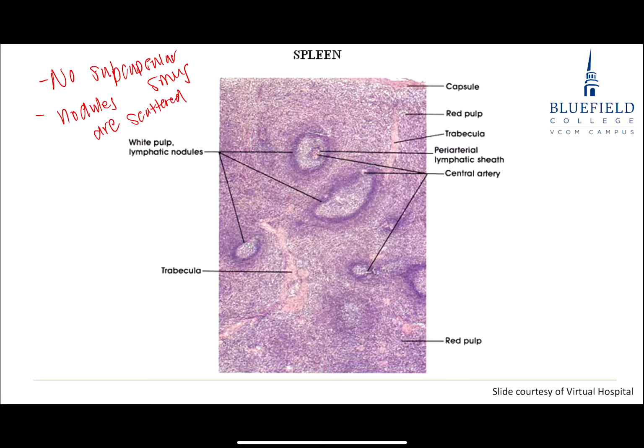The white pulp refers to the lymphatic nodules. In the spleen, a lymphatic nodule is white pulp. Whether it has a germinal center or not, a nodule is white pulp.